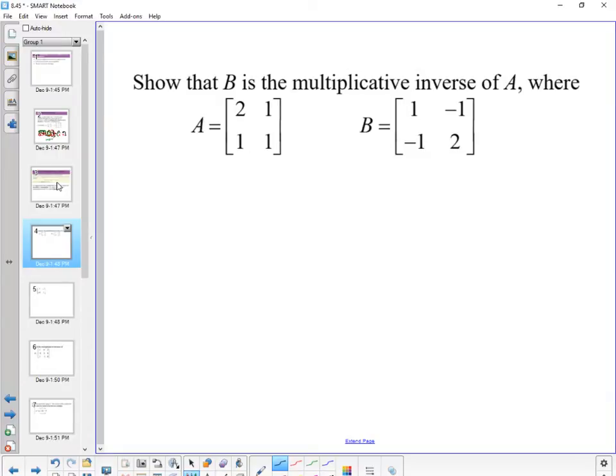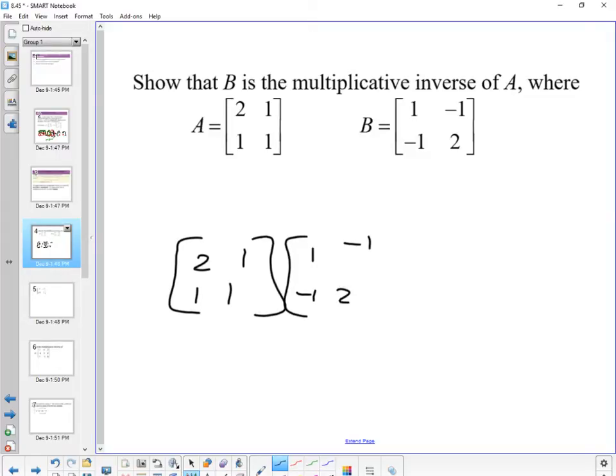So if I multiply this by this, I should get back the identity. What we need to do right now is confirm that these are in fact inverses of each other. So let's do that real quick. Let me erase this. It's just the identity.